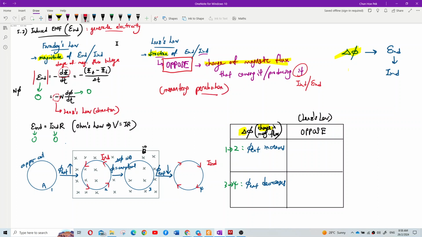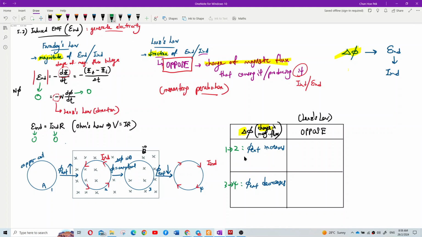What changes are happening from position 1 to position 2? The external flux increases. So Lenz's law says oppose the increase. The coil does not want the external flux to increase. So how does it oppose the increase of magnetic flux? It tries to decrease the flux. So write down, now coil.